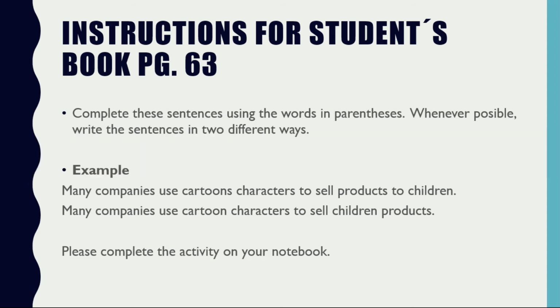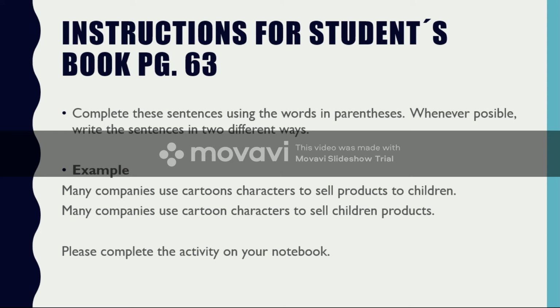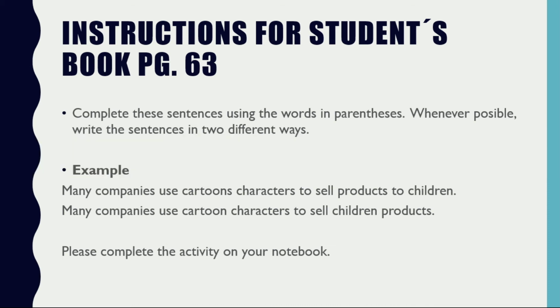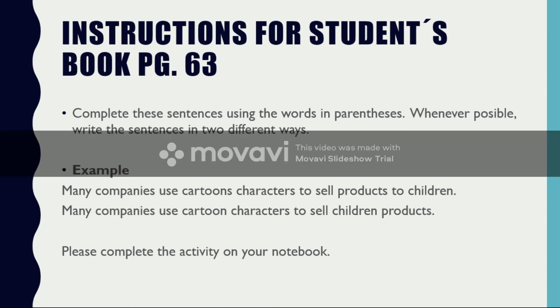Now that you have the idea of what placement of direct and indirect object is, you will complete your student's book, page 63. You will complete the sentences using the words in parentheses whenever possible. You will write the sentences in two different ways. I will give you the first example: Many companies use cartoon characters to sell products to children. And another way we can write it is: Many companies use cartoon characters to sell children products.